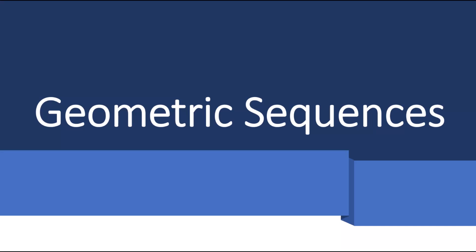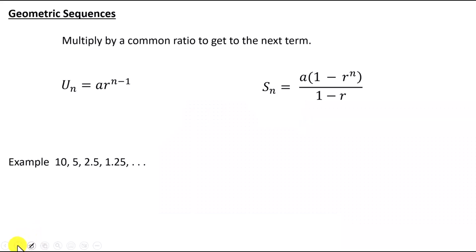In this video, we're going to be looking at geometric sequences. So we just finished arithmetic sequences, and with arithmetic sequences, we had a common difference that we had to add to each term to get the next term. With geometric sequences, we have a common ratio that we have to multiply the first term by to get the second term, or the second term by to get the third term. So we have a common ratio that we need to multiply by each term to get the next term.